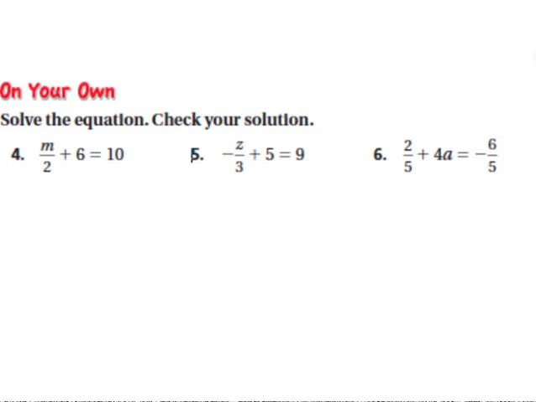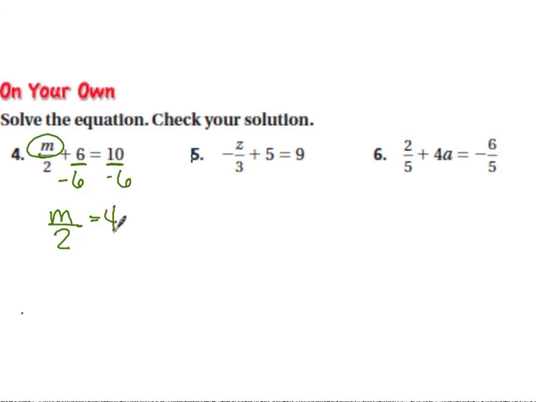Here are our examples. We have m divided by 2 plus 6 equals -10. So here's m. This is what we're trying to isolate. In order to do that, we need to combine the 6 and the 10. So we're going to subtract 6 from both sides. And 10 minus 6 is 4.